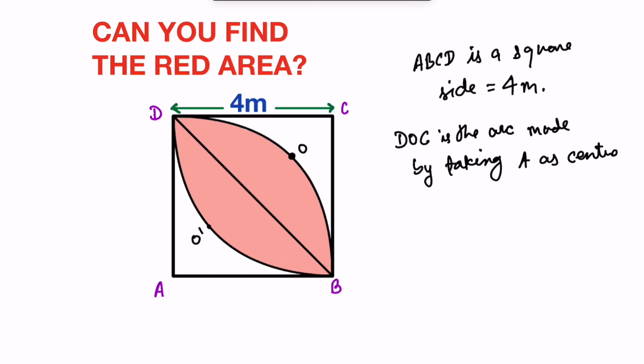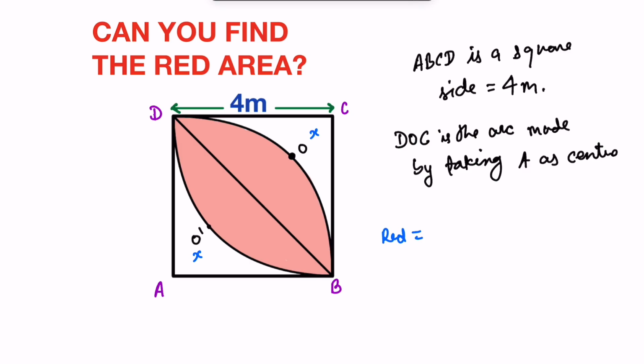Now let's find the area of this shaded region. Let's call this shaded region red. Red equal to complete area of square minus this area plus this area. Let's call this area X. So this is purely symmetric, so this area will also become X.